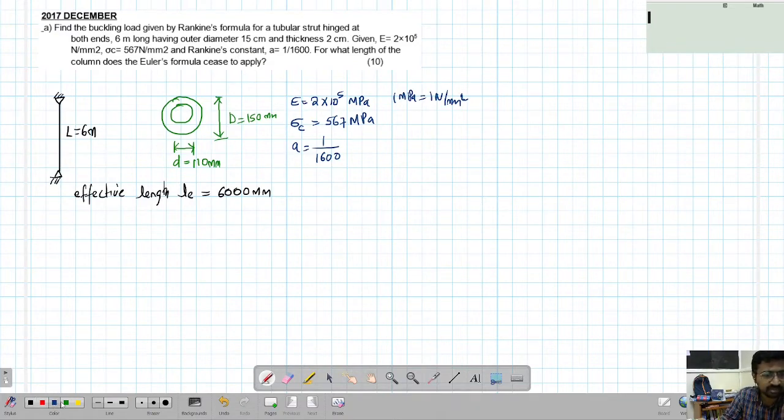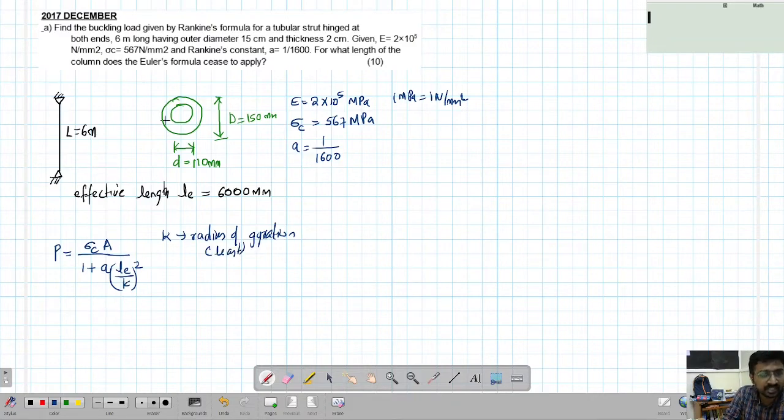Now they are asking us to find the maximum load based on Rankine's formula. You should remember the Rankine's formula. It is given by sigma C into area of column divided by 1 plus Rankine's constant into LE upon K, the whole square. Remember in this, K is what is known as the radius of gyration, the minimum value, least value.